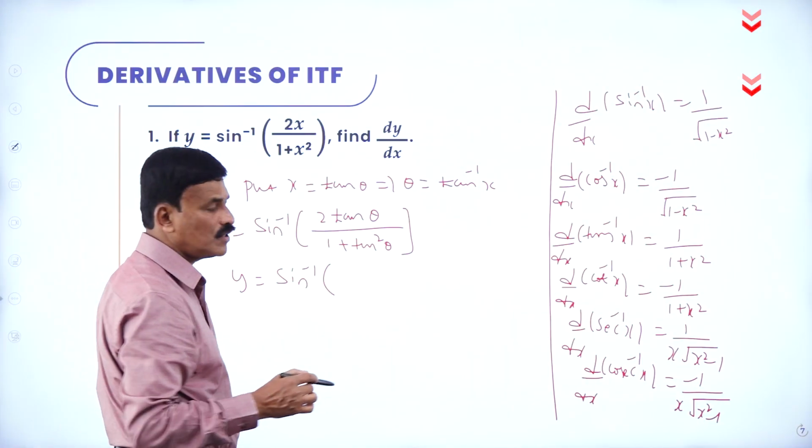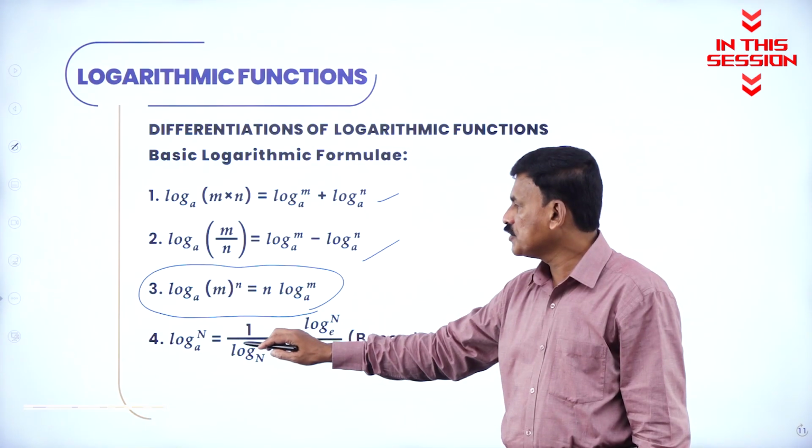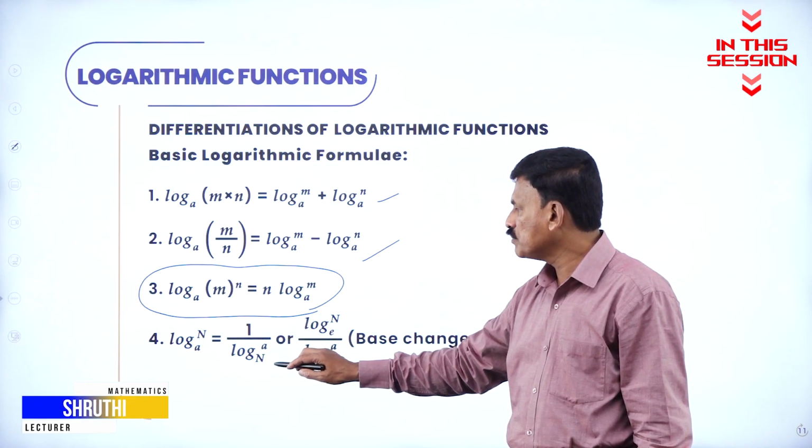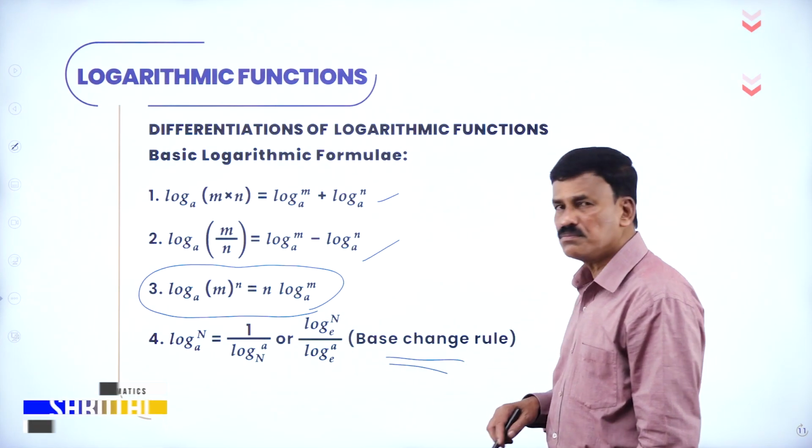2 tan theta divided by 1 plus tan square theta is always equal to sin 2 theta. Log n to base a is also equal to 1 over log a to base n, or log n to base e by log a to base e. This is called the base chain rule.